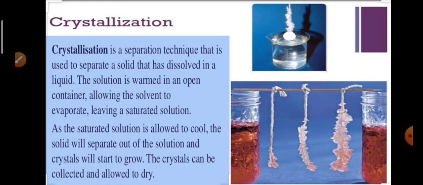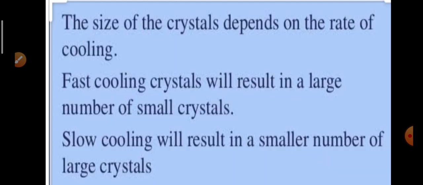The next method of separation is crystallization. This is a separation technique that is used to separate a solid that has dissolved in a liquid. The solution is warmed in an open container, allowing the solvent to evaporate, leaving a saturated solution. The solution in which no more solute can be added is a saturated solution. As this solution is allowed to cool, the solid will separate out of the solution and crystals will start to grow. The crystals can be collected and allowed to dry.